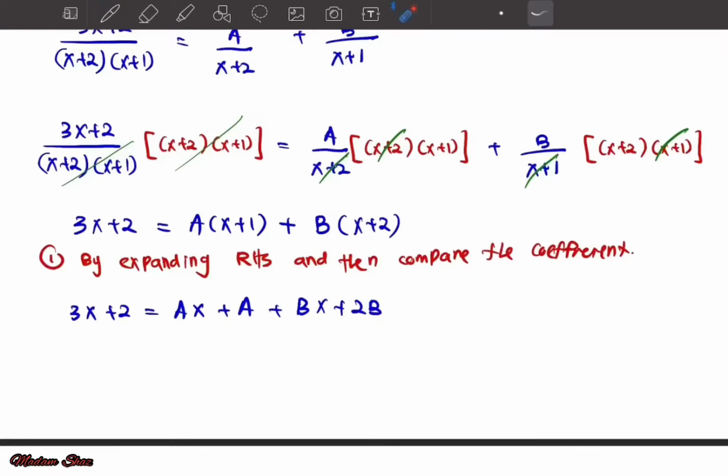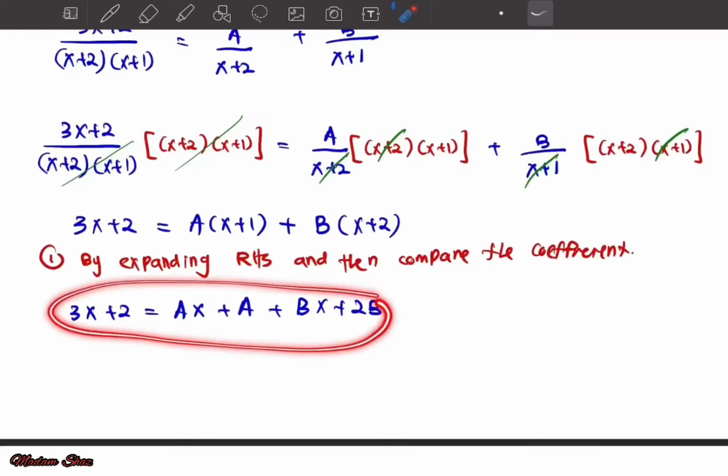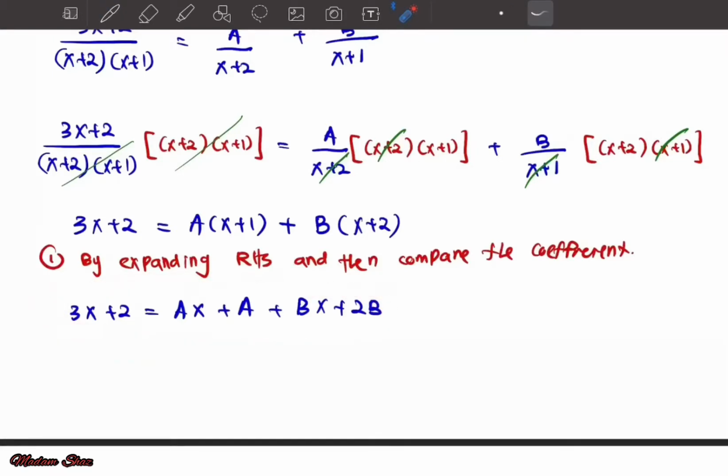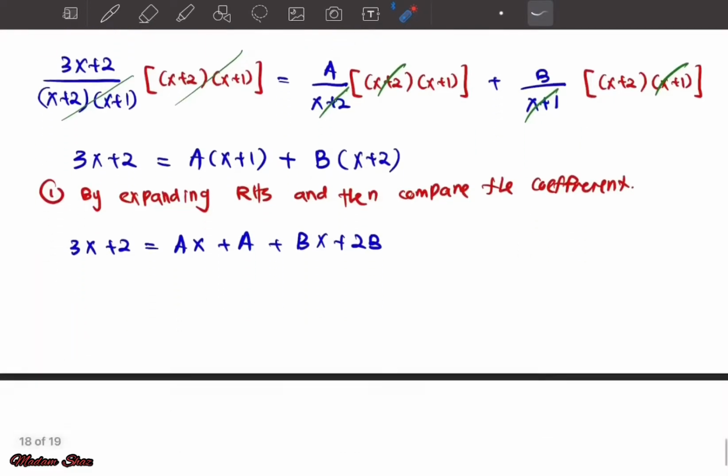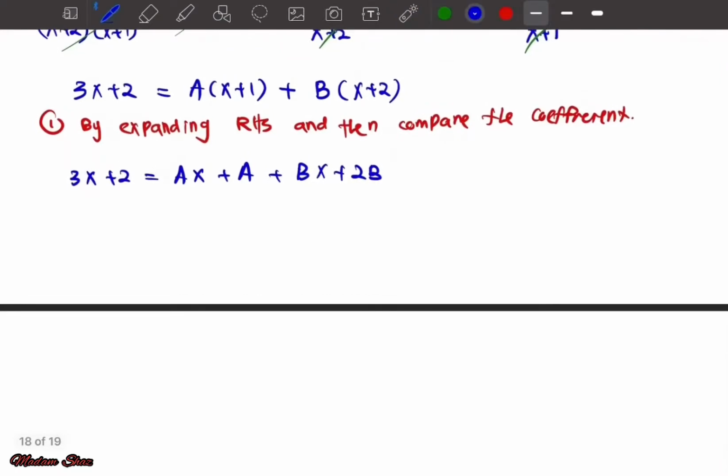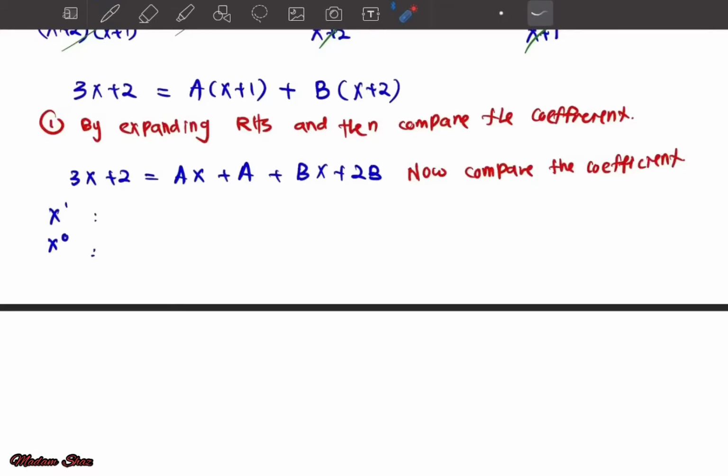So now we need to compare the coefficients. That means you have to compare the highest power that we have on the left hand side. The highest power on the left hand side is x to the power of 1. So x to the power of 1, x to the power of 0. For x to the power of 1, from the left hand side we have 3x. So 3 is equal to, for the right hand side, Ax plus Bx. 3 is equal to A plus B. So this is our first equation.